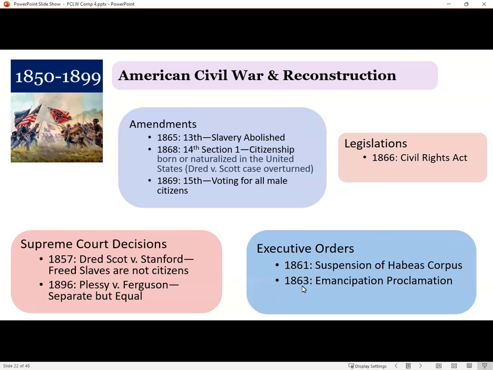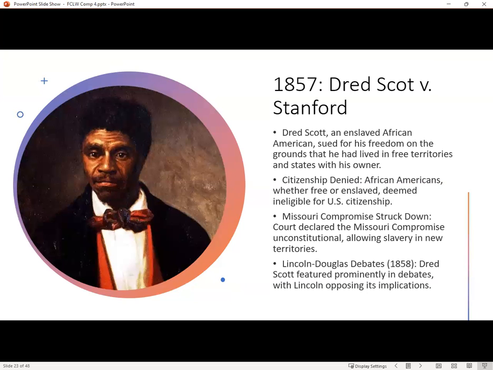We have also the Executive Order, the Emancipation Proclamation, which we'll look at, and we're going to look at the court cases a little bit more closely as well. So the first court case was in 1857, prior to the Civil War, but it may have had a big impact on the outcome of the North fighting as soon as it did.